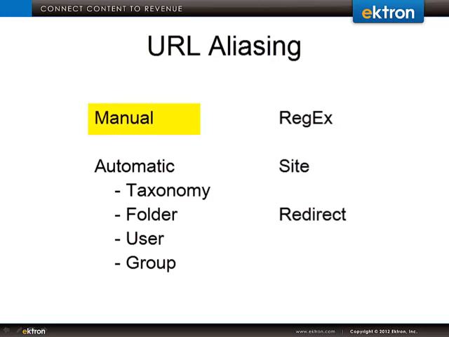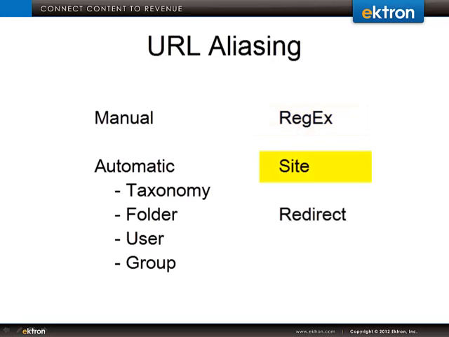Use the manual alias to give a block of content its own URL. Use the automatic alias so that when you add content, the new URL follows rules that you set for its type. Use the regular expression alias to create a URL match pattern that can redirect or transform a range of URLs with a single setting.